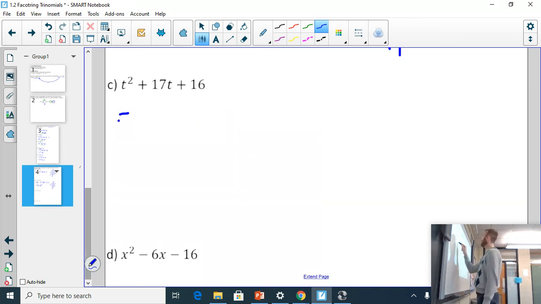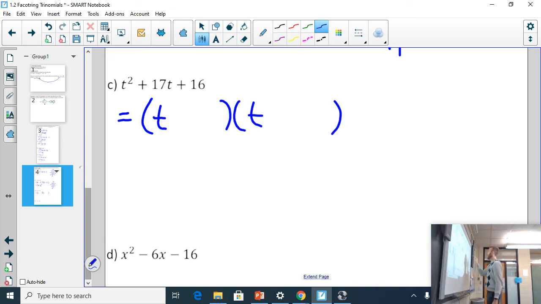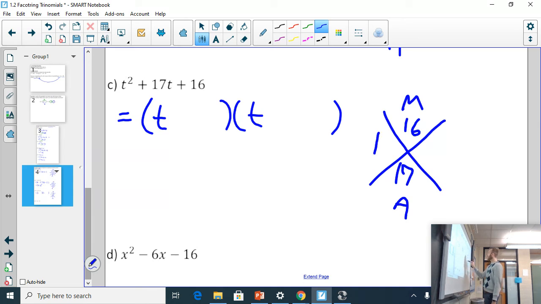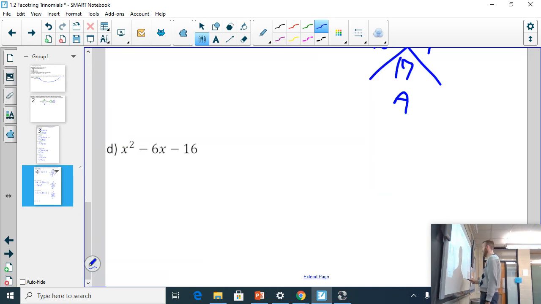Now this one, I think we're going to get a little faster now, right? We can just write t and t right away. And we're going to need to multiply to that last number, 16, and add to 17. These ones always freak people out, but it's just 16 and 1, right? 16 and 1 multiplied to 16, and they add to 17, and they're both going to be plus.